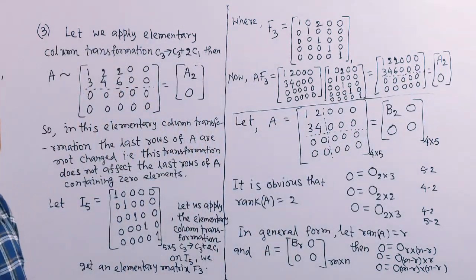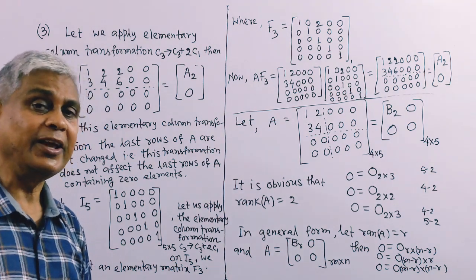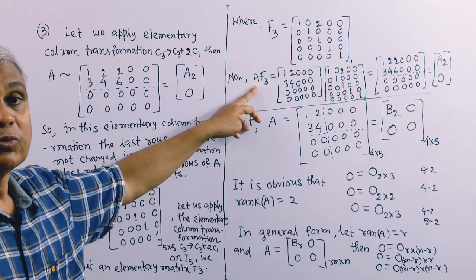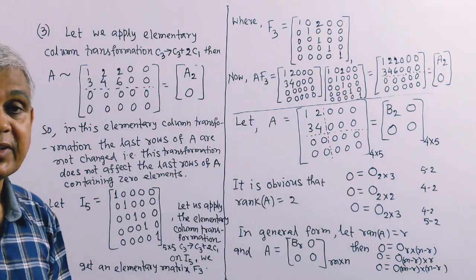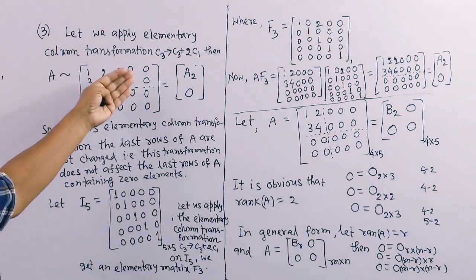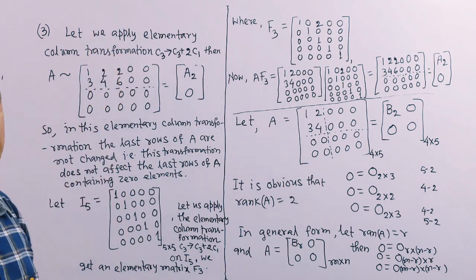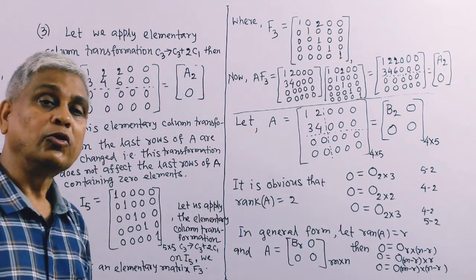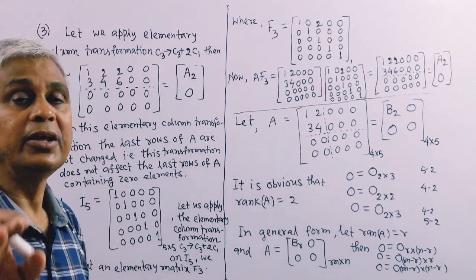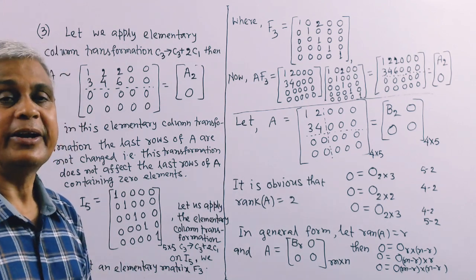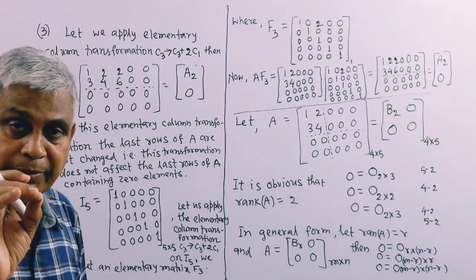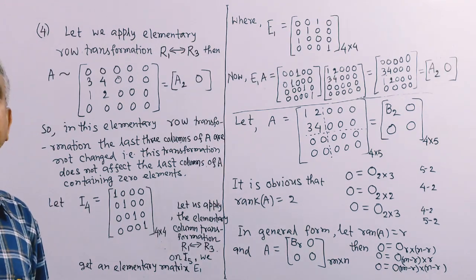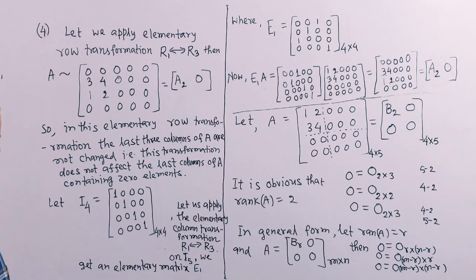So if we post multiply the corresponding elementary matrix with the matrix A, we get the same result in case of elementary column transformation. In elementary column transformation, we post multiply the corresponding elementary matrix with the given matrix. Now we apply elementary row transformation.